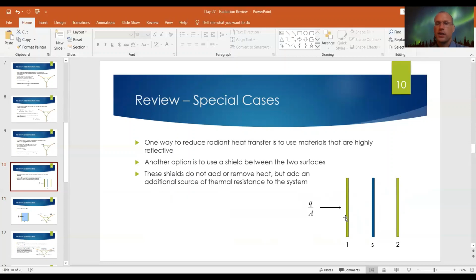So again, if I'm setting up the radiation network for this, I need to get off of surface 1. So I'll have a resistance that looks like (1 minus epsilon) over epsilon A. I then need to see or get to the shield object. So that's 1 over A1 F1S in this case. Then it needs to be absorbed into this object, radiated to the other side, then see object 2, then be absorbed into object 2.